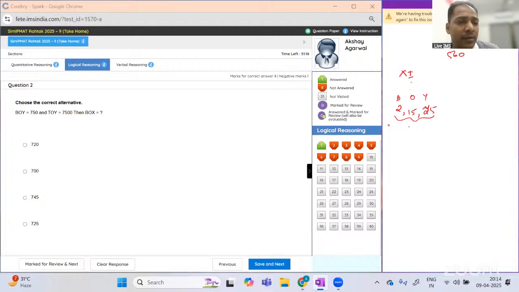20 and 25, this is multiplication. So the box would be 2 into 15 into X is 24. 48 into 15, 720.